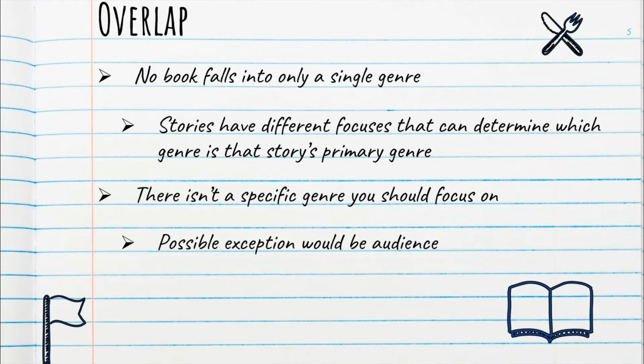The one exception to this would be audience, because if you're writing a children's story, then it has to be specifically written for children. Whereas if you're writing a book for young adults, you would write it specifically for young adults. That would determine the language you use, things like that. Right? But other than that, don't feel like you have to focus on one genre. Focus on your story. All right? And don't be afraid to mix genres.